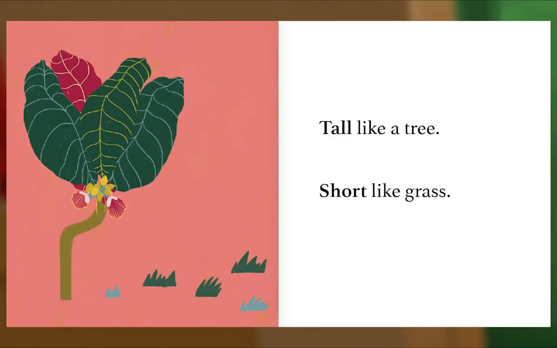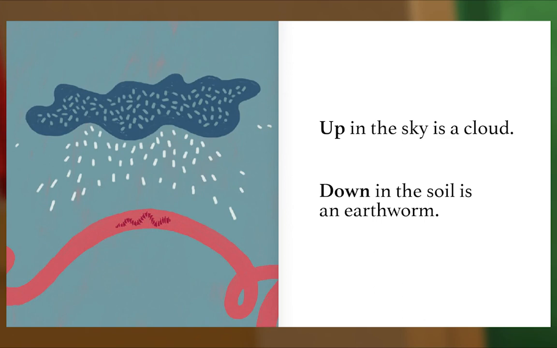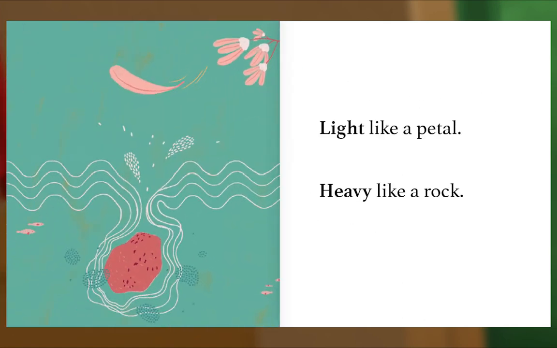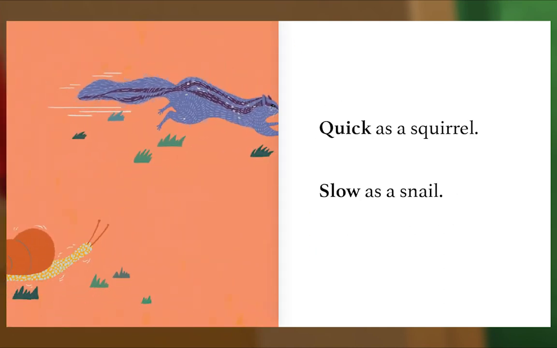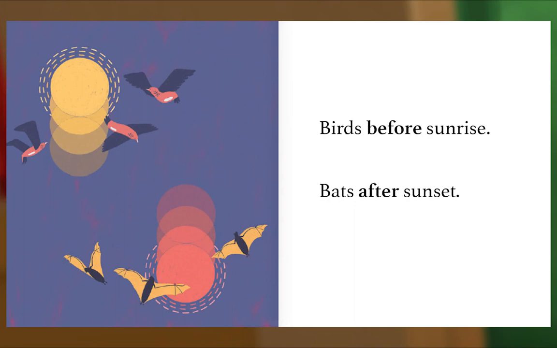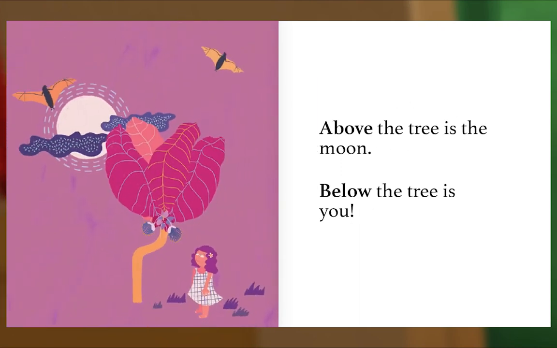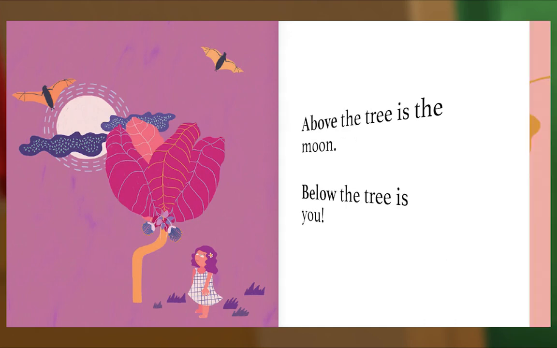Tall, like a tree. Short, like grass. Up in the sky is a cloud. Down in the soil is an earthworm. Light, like a petal. Heavy, like a rock. Over the leaf is a caterpillar. Under the leaf is a dragonfly. Quick as a squirrel, slow as a snail. Birds before sunrise, bats after sunset. Above the tree is the moon, below the tree is you. The end.